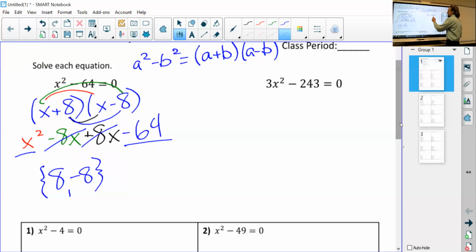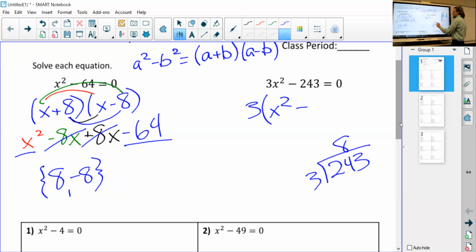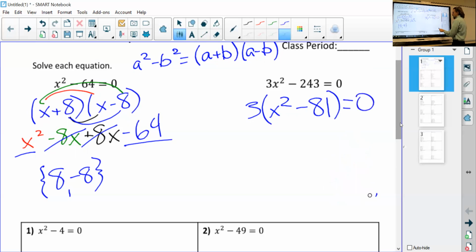So I don't want to divide, I want to factor, I want to take a 3 out. Okay? So if I take 3x squared, if I divide that by 3, I'm left with just x squared, right? Minus, and then 243, well, we want to take a 3 out of that, so 243 divided by 3 is 81. Okay? So all I did there is I factored a 3 out.